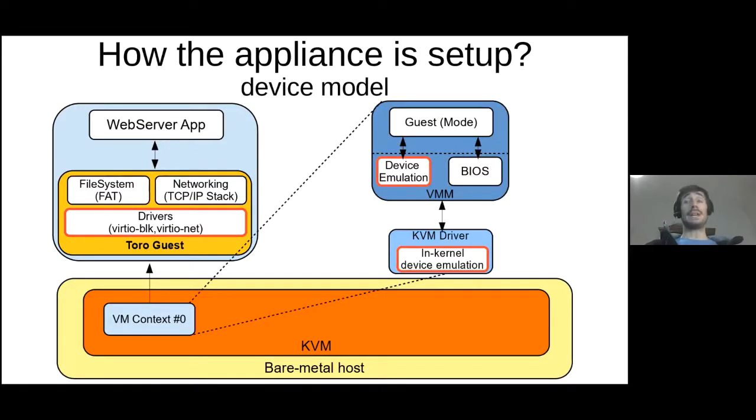In terms of device model, we need to set up the devices that the appliance is going to use. So for example, in this case, the device model must include a virtual network card and a virtual block for block devices.